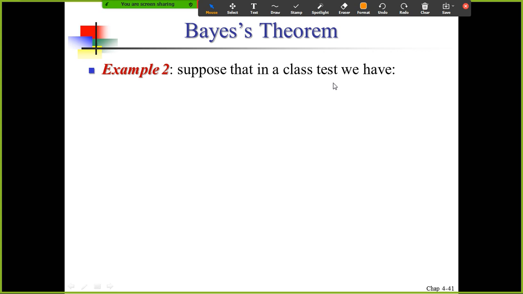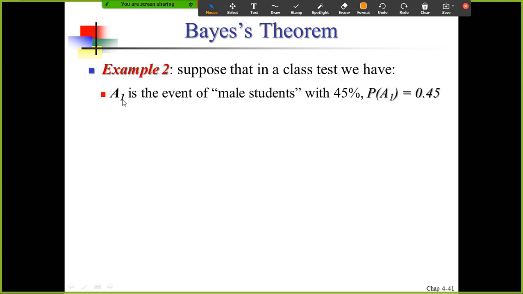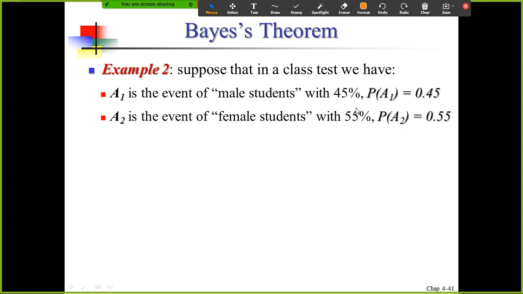Suppose that in a class test, A1 is the event of a male student. Let's say 45%. So the probability of a male student in the class is 0.45. So the probability of a female student in the class should be 0.55 because together is 1. These are only two prior probabilities: A1 male, A2 female.